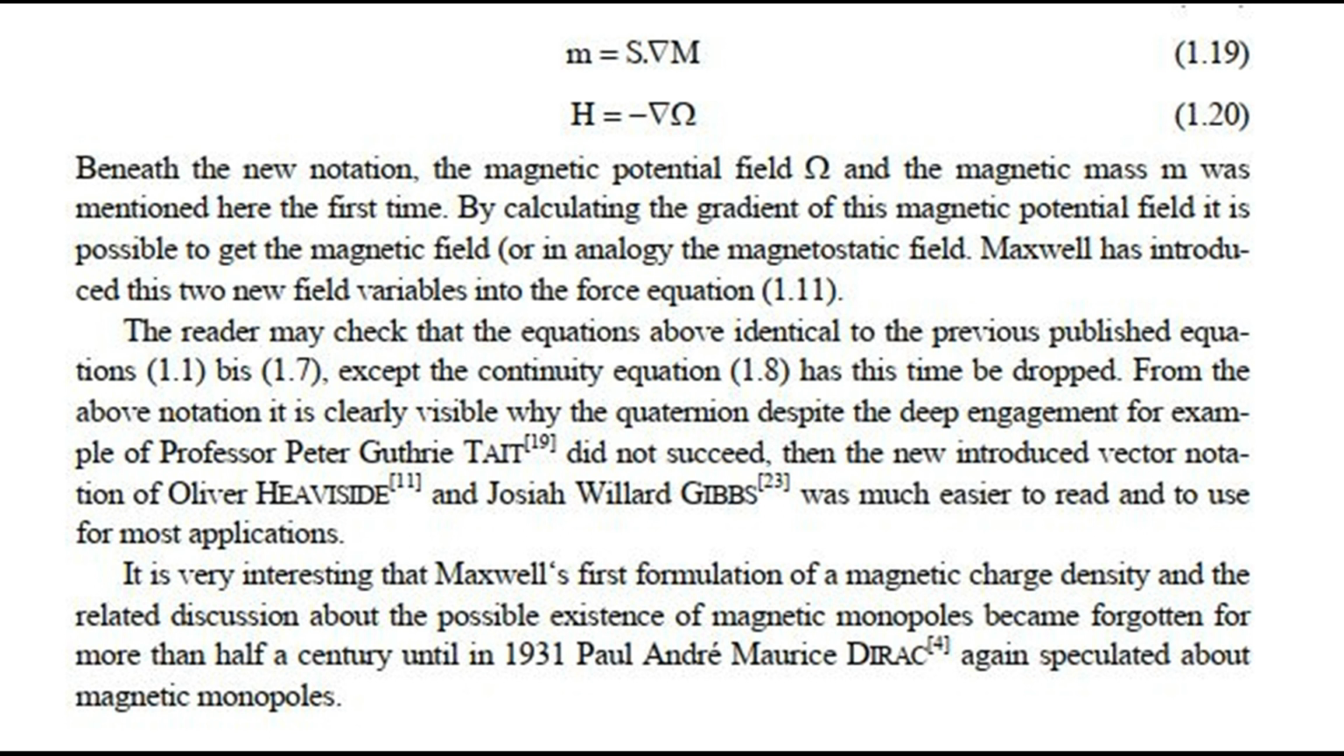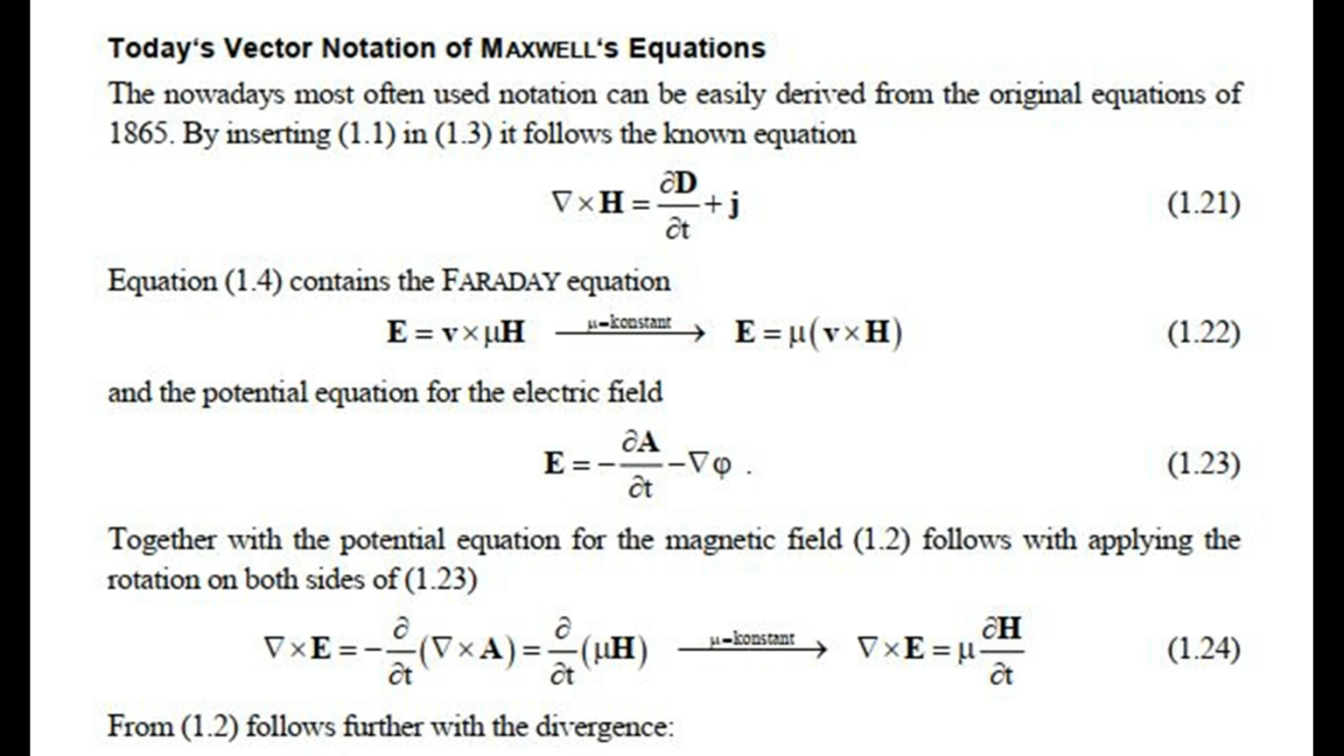Today's vector notation of Maxwell's equations. The nowadays most often used notation can be easily derived from the original equations of 1865. By inserting 1.1 in 1.3, it follows the known equation. Equation 1.4 contains the Faraday equation and the potential equation for the electric field. Together with the potential equation for the magnetic field, 1.2 follows by applying the rotation on both sides of 1.23. From 1.2 follows further with the divergence.